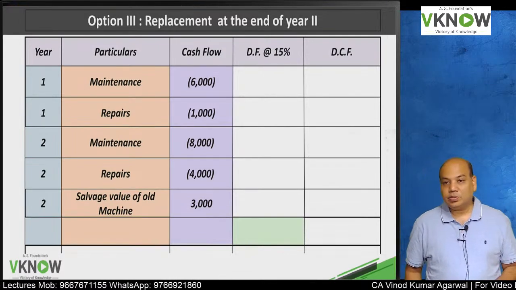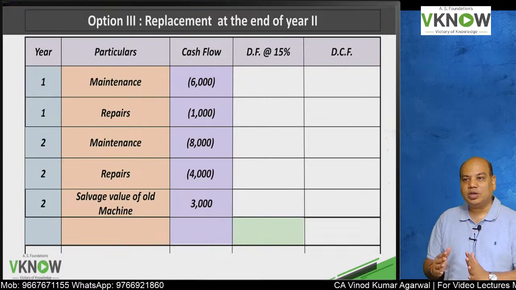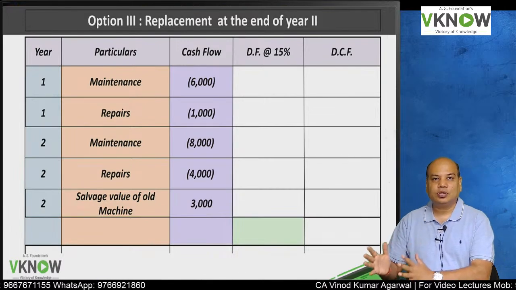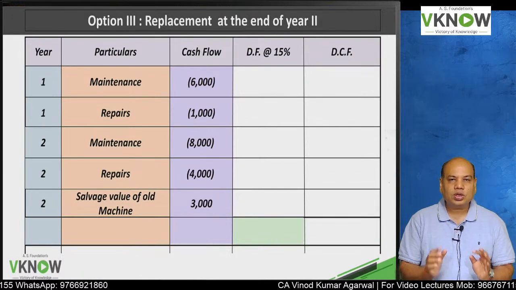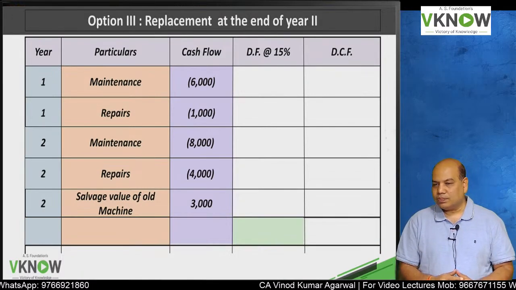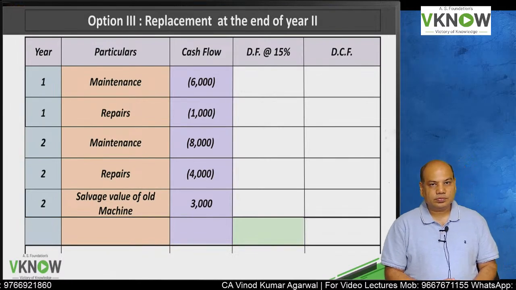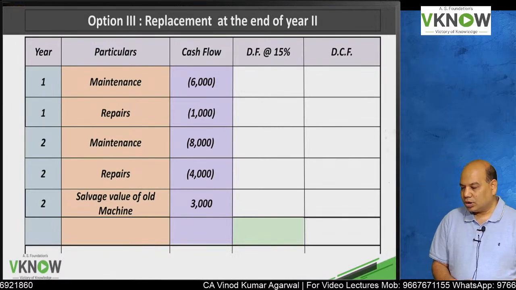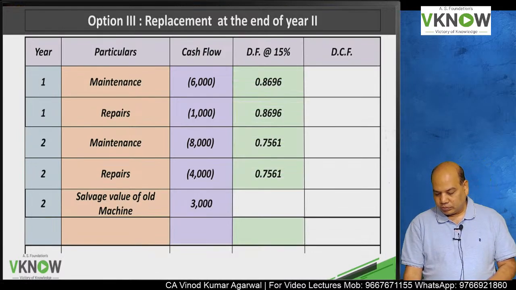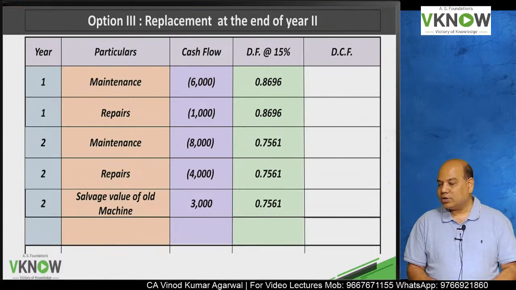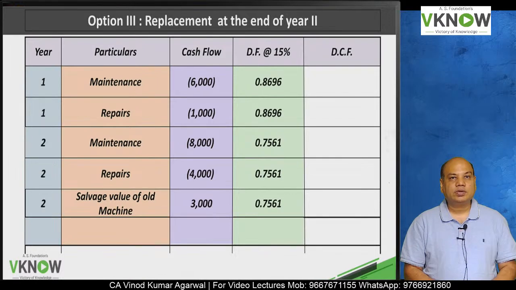Now your question would be, why we have not written 16,000? 16,000 will be incurred from third year onwards. First 2 years we are going to use the old asset. Okay. Now compute the present value. For year 1 the factor is 0.8696. For year 2 the factor is 0.7561.